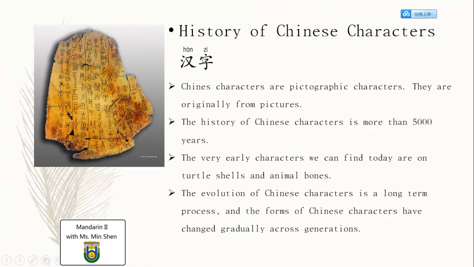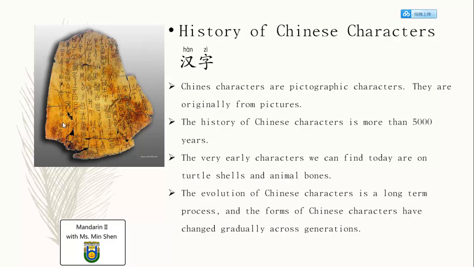First of all, let's look at the brief history of Chinese characters. Talking about Chinese characters, the very early Chinese characters we can find today are on turtle shells or animal bones from about 5,000 to 6,000 years ago. These characters, the very early form, we call them 甲骨文, which means the inscriptions on turtle shells and animal bones.